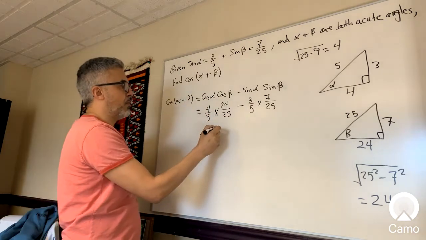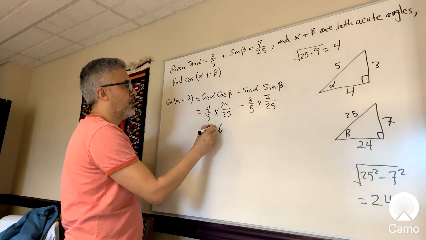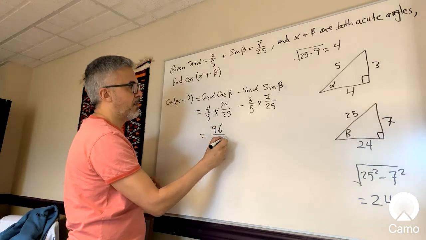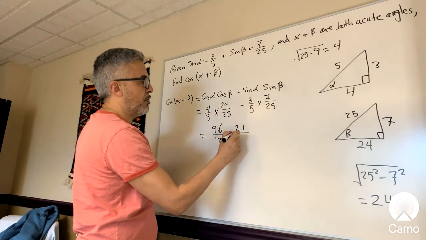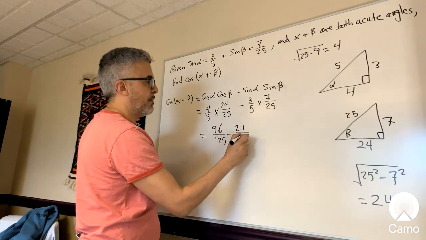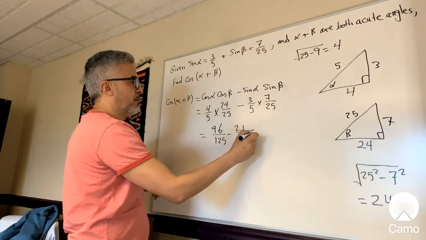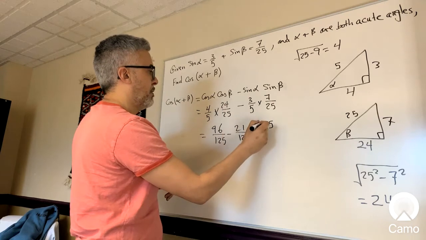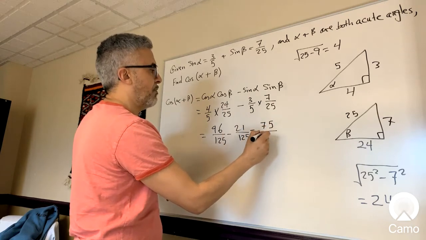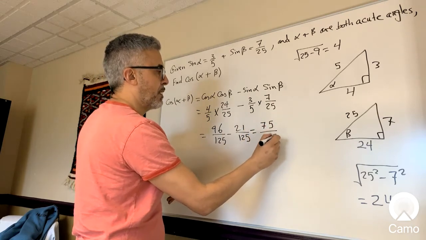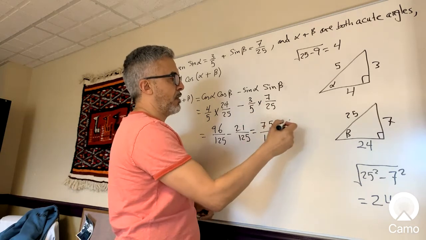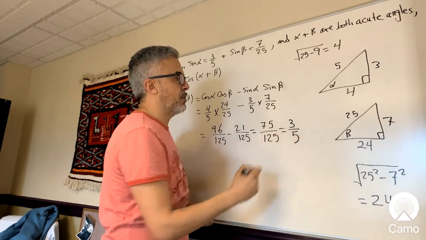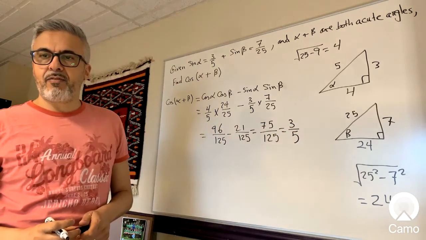And therefore now we have 4 times 24, which is 96/125, minus 21/125, which gives me 75/125. 25 goes into both of them 3 times and 5 times. So the final answer is 3/5 for this one.